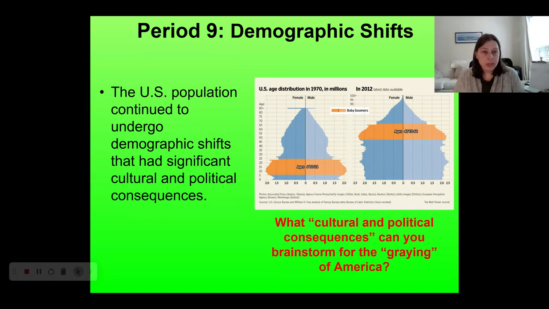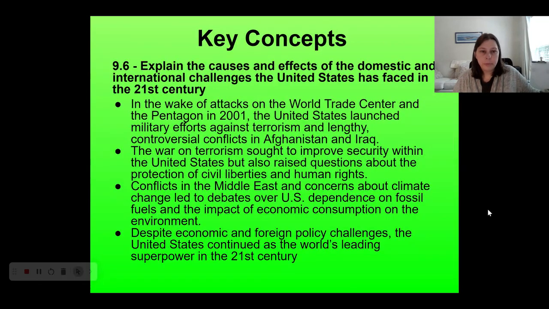And of course, this has consequences as well. It puts strains on our healthcare system and on programs like Social Security, Medicare and Medicaid that are intended to help people in this aging population as well. So those are important things to keep aware of.